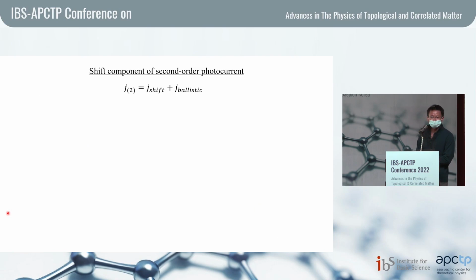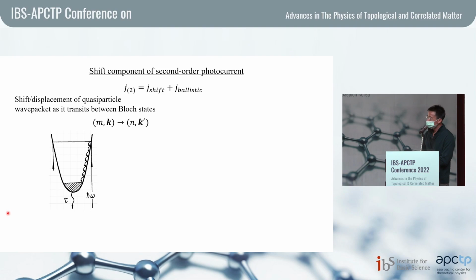But even this second order current has 2 contributions, a shift and a ballistic contribution. The shift current originates from the shift or the displacement of a quasi-particle wave packet as it transits between Bloch states. I'll label Bloch states by their band index m and n and their momentum k and k prime. When you have optical excitation, there's a corresponding shift. When you have relaxation due to phonons or impurities, there's also an associated shift. Each of these jumps results in a displacement of the wave packet.